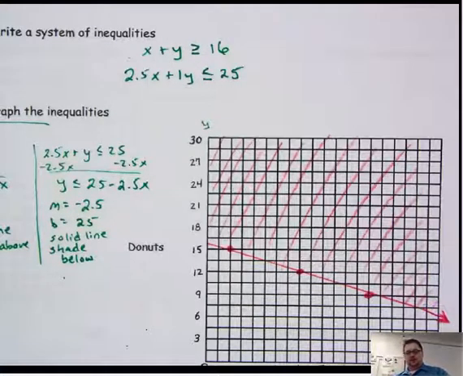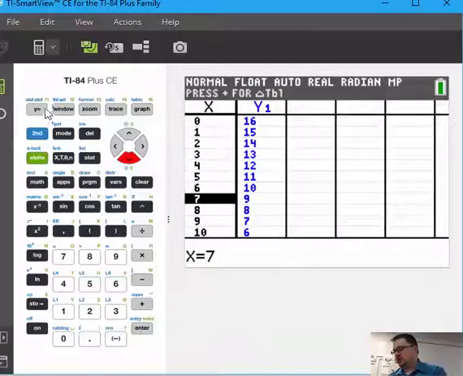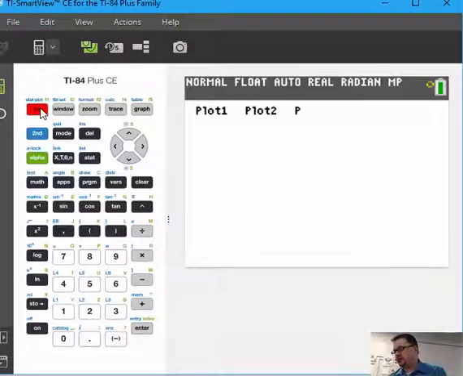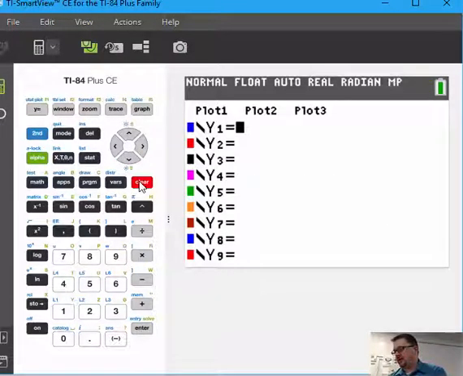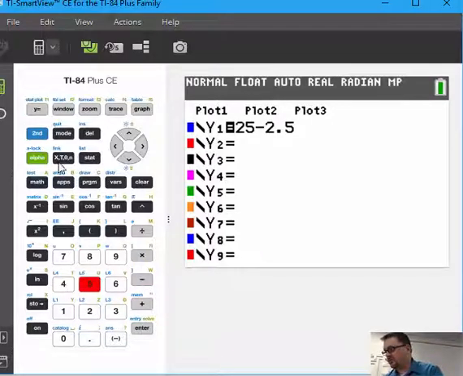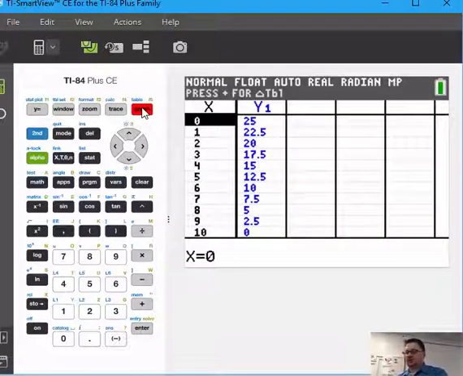Okay. Now let's do the same thing for the other line. So I'm going to go back to my calculator, and let's go back to y equals. Clear that out. And now I'm going to do 25 minus 2.5x. And let's go to the table for that one. And once again, let's look through that and find some nice points.